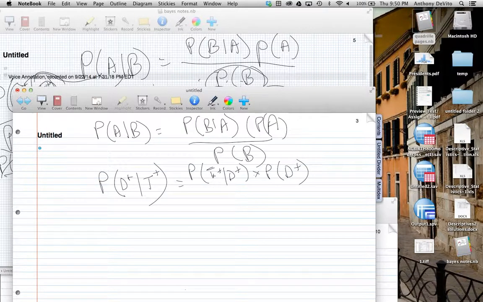Probability that they test positive given that they have the disease, that's our sensitivity. 80% of the time they're going to test positive if they have the disease. So that's 80%, or 0.8, and the probability they have the disease, that's our prevalence, and our prevalence is 0.20. So this is our sensitivity, and this is our prevalence.